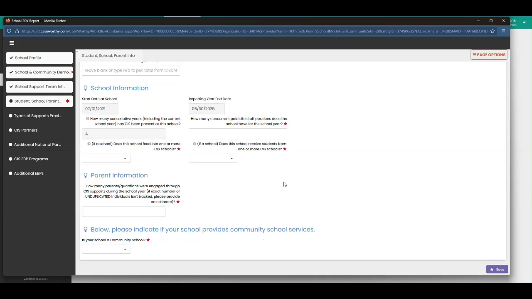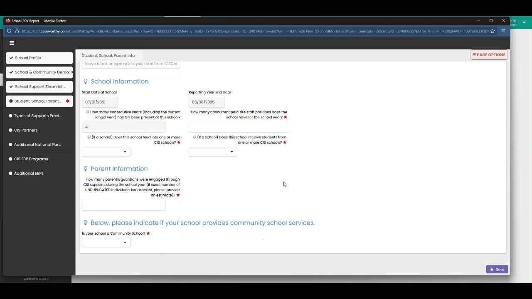And then we have a question of feeding into or out of CIS sites. So if you're unaware in your district of other CIS sites, talk to your program manager. But it doesn't necessarily mean case management. So just if there is a CIS site at a lower grade than you that does feed into, those students do come, even if they're not case managed, then we would consider that yes.